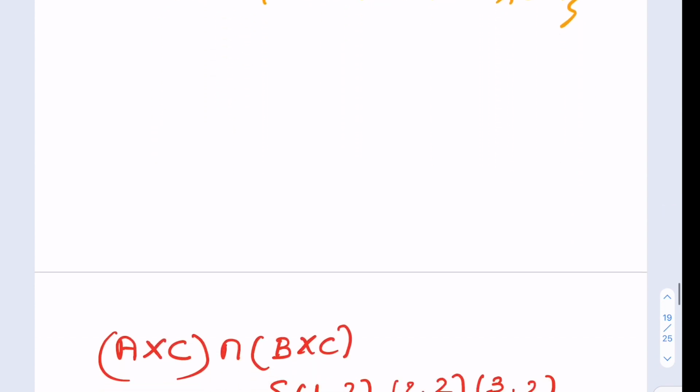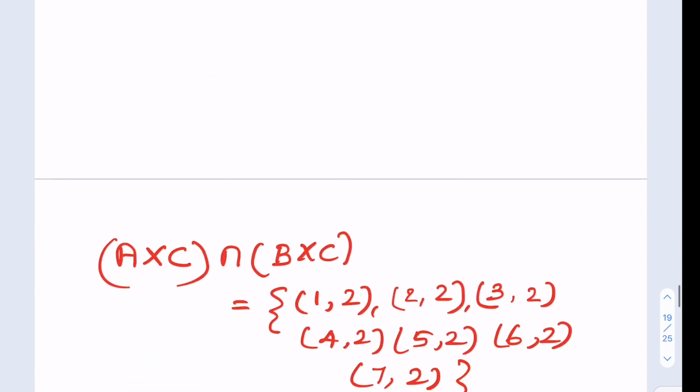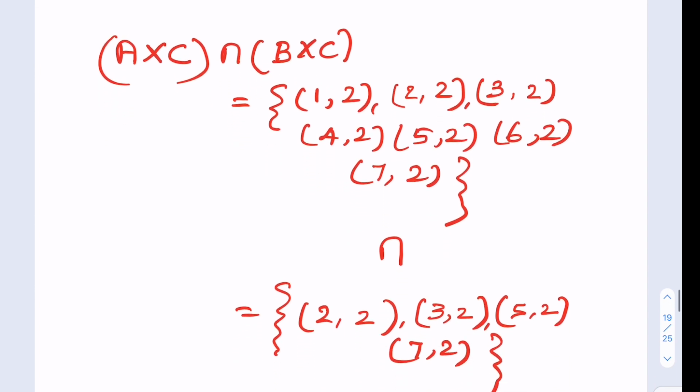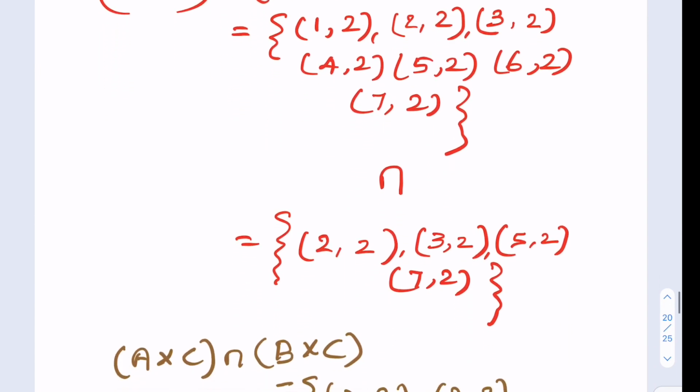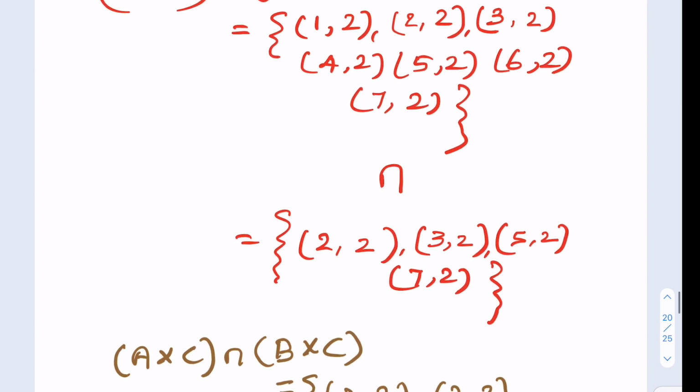So now let us go and find the intersection between these two sets. So that is A cross C intersection B cross C. We have to find out the common elements between these two sets.